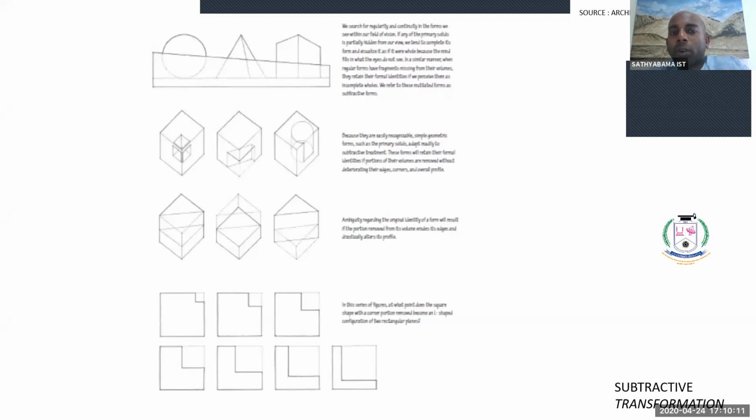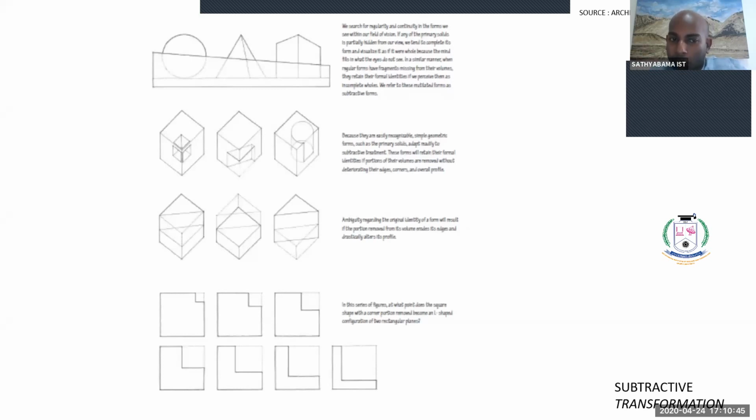The next is when you have a very strong volume from which subtraction is done, but the edges and corners are constant, right? So although there is a removal, the identity of the original volume is very strong, so it's still perceivable. So that's the second row of images. The third is where the subtraction is to a higher degree. In this case, you have a very strong removal of edges or vertices, and this begins to make it ambiguous what the original form was.